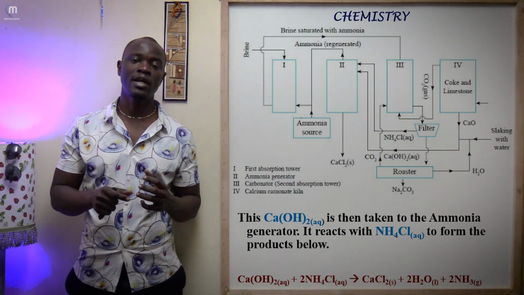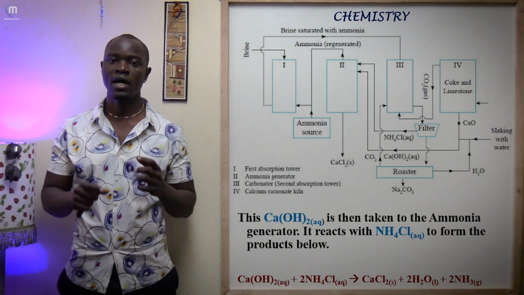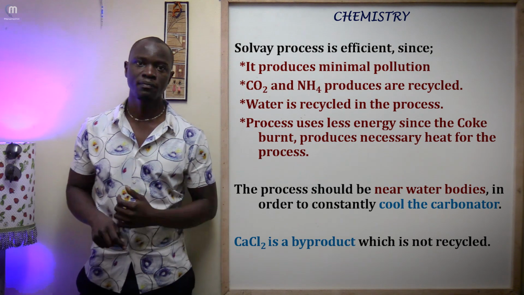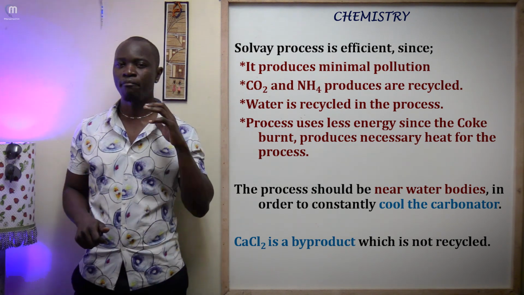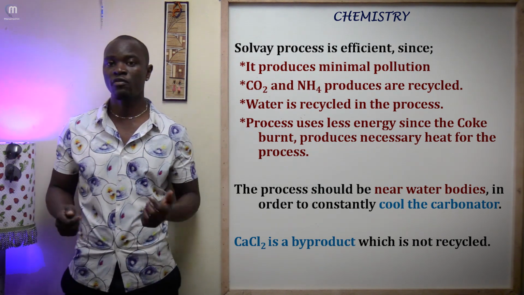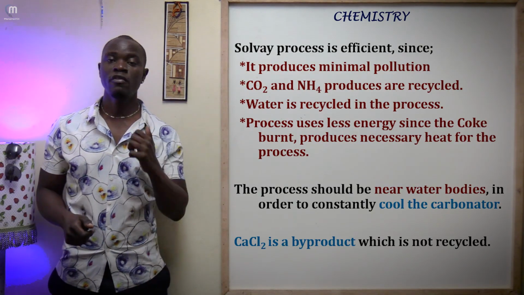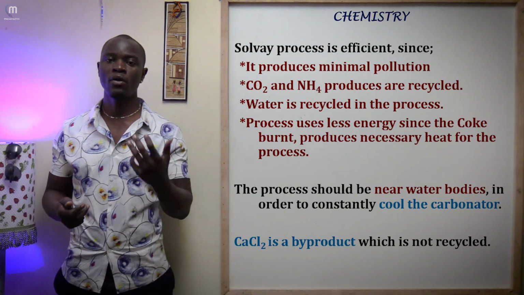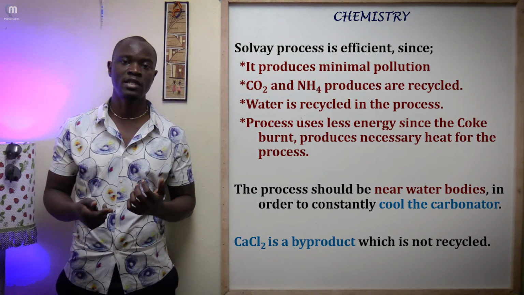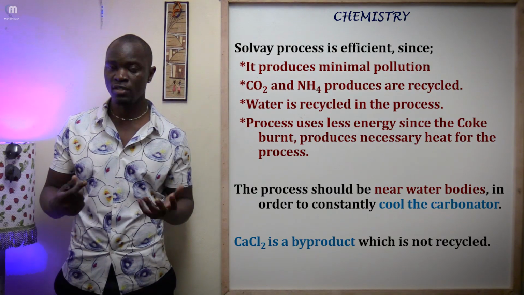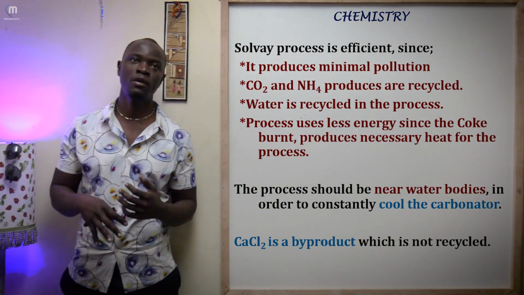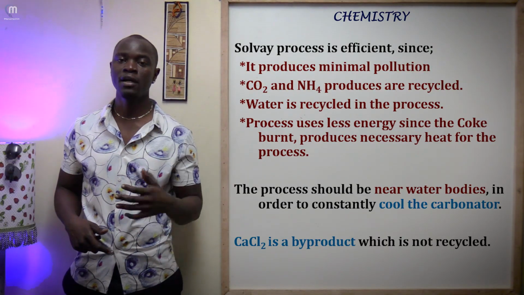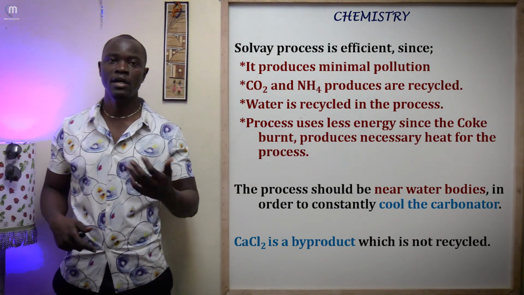Now the calcium chloride is the only byproduct formed here, and ammonia will be recycled, and that is all about the Solvay process. So the Solvay process is mainly efficient. Why is it that the Solvay process is efficient? The Solvay process is efficient because it produces minimal pollution. The ammonia that is produced and the CO2 that is produced are recycled. So you see, no toxic gases enter the environment because most of it is constantly being recycled.